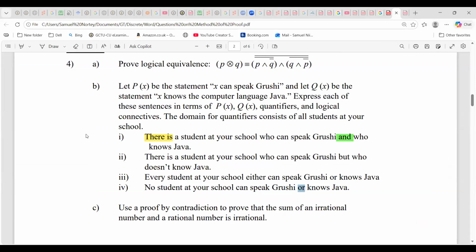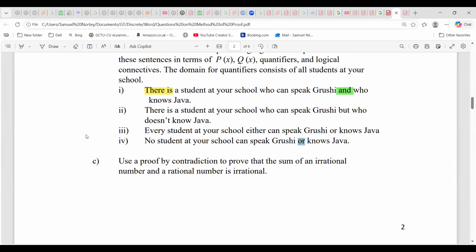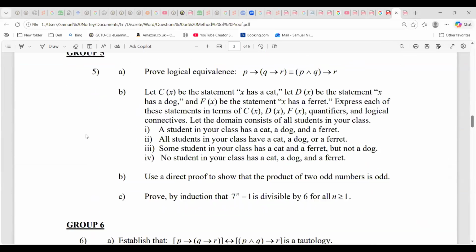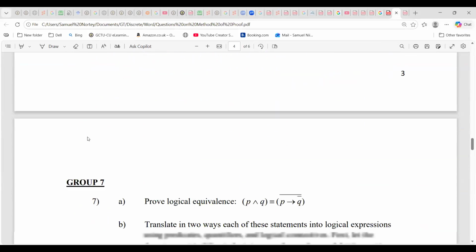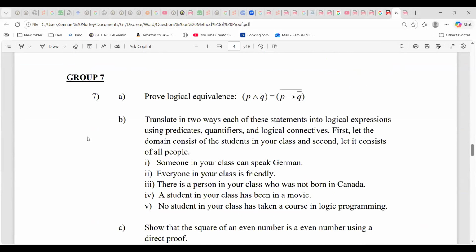So for group 1 to group 4, 5, 6, you are translating. Then when we come to group 7, just 7 and 8, you will be asked to define the domain. Look at group 7. It says translate each statement into logical expressions. What you are supposed to do is identify the quantifier and the logical connectives. First, let the domain consist of students in your class.